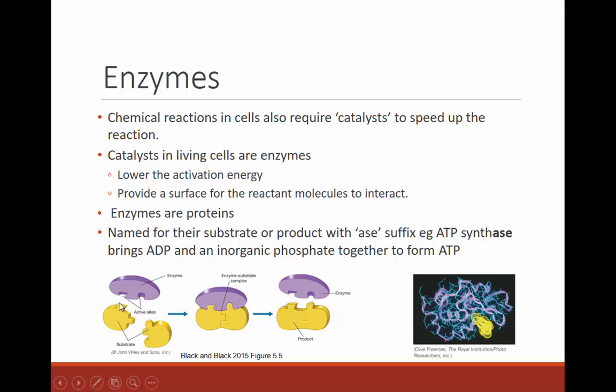Okay, so these two substrates bind to particular sites on this enzyme, and when they're brought into close proximity, the enzyme-substrate complex actually allows that reaction to be catalyzed. So having an enzyme in there decreases the activation energy, so the chemical reaction can proceed really quickly.